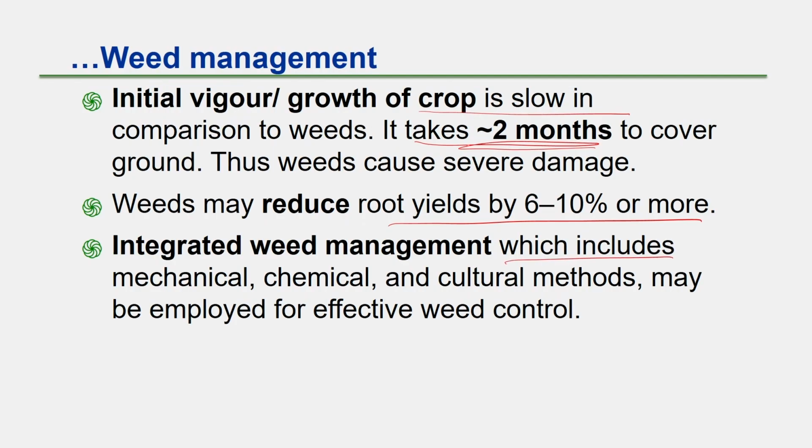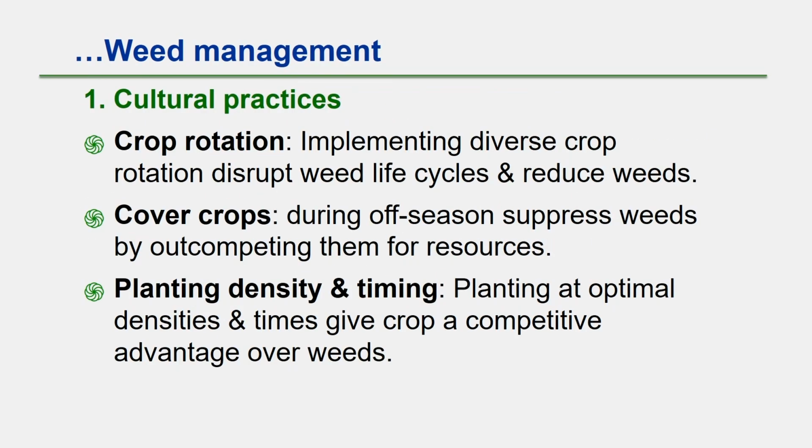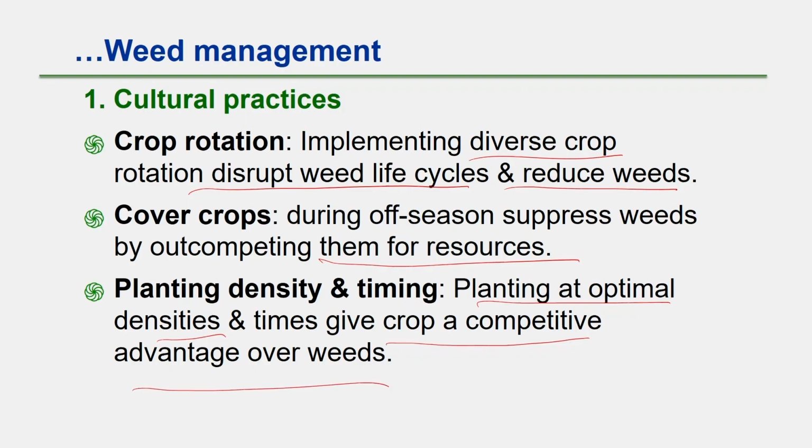Integrated weed management includes mechanical, chemical and cultural methods, and all may be applied in a combined way. Cultural methods include crop rotation; implementing diverse crop rotation disrupts the weed cycle and reduces the weeds. Cover crops can also be grown during off season. They suppress weeds by out-competing them for resources. Planting density and timing: planting at optimal densities and time gives the crop a competitive advantage over the weed. So, sowing should be done at the right density as well as at the right time.